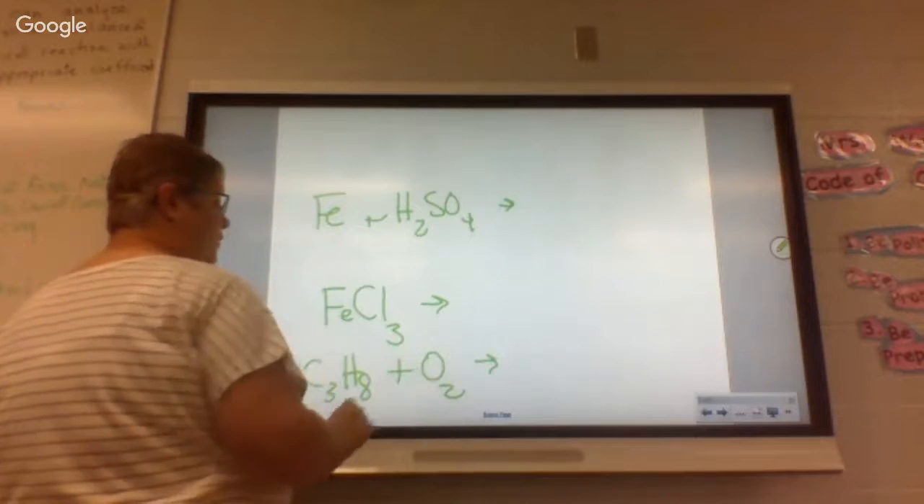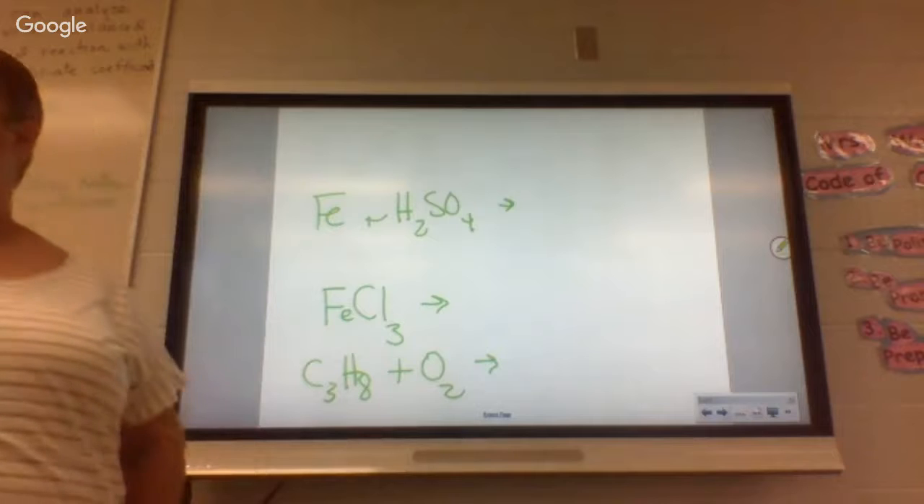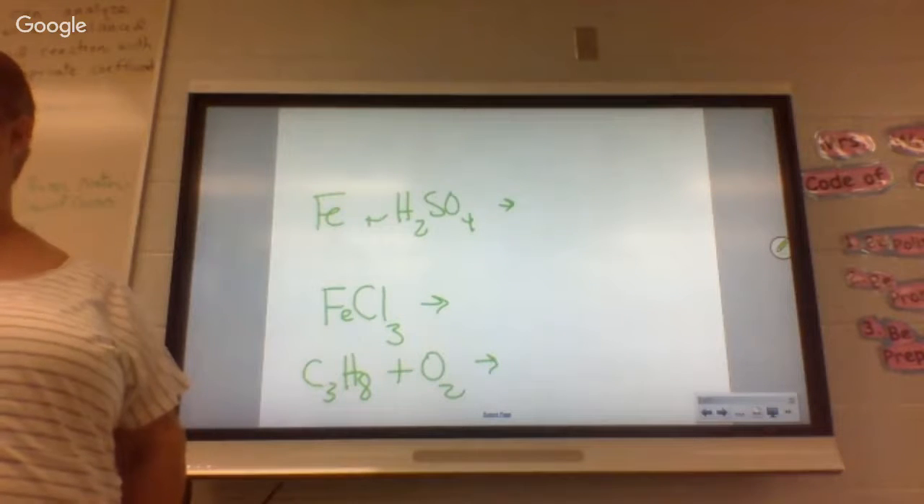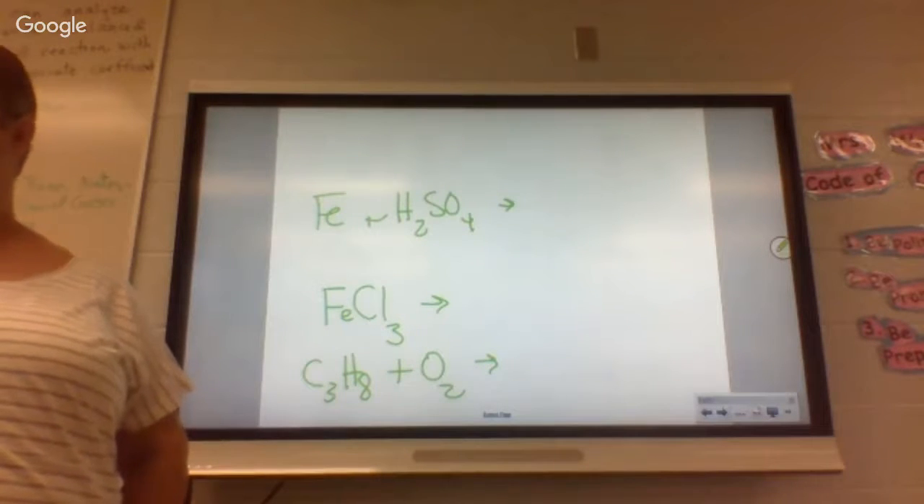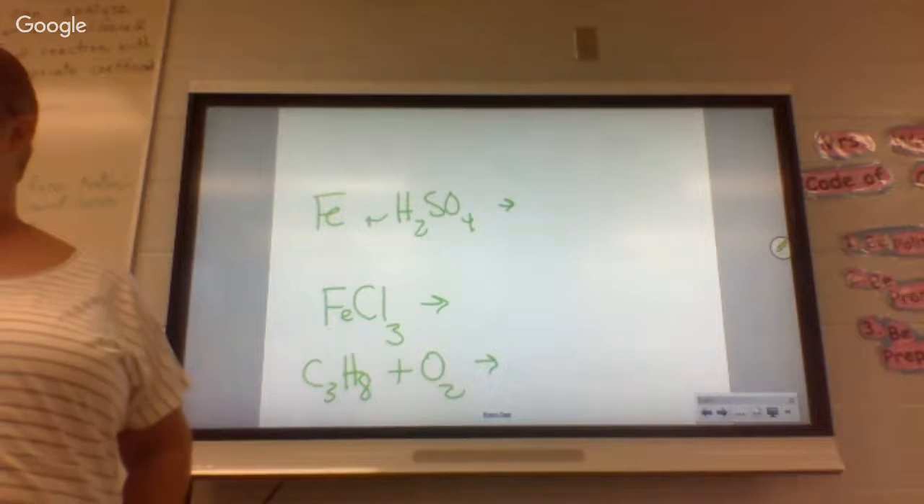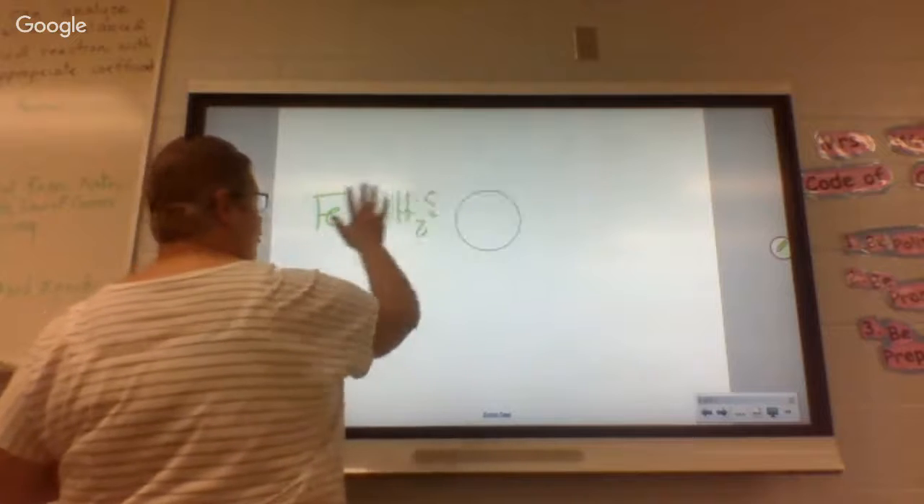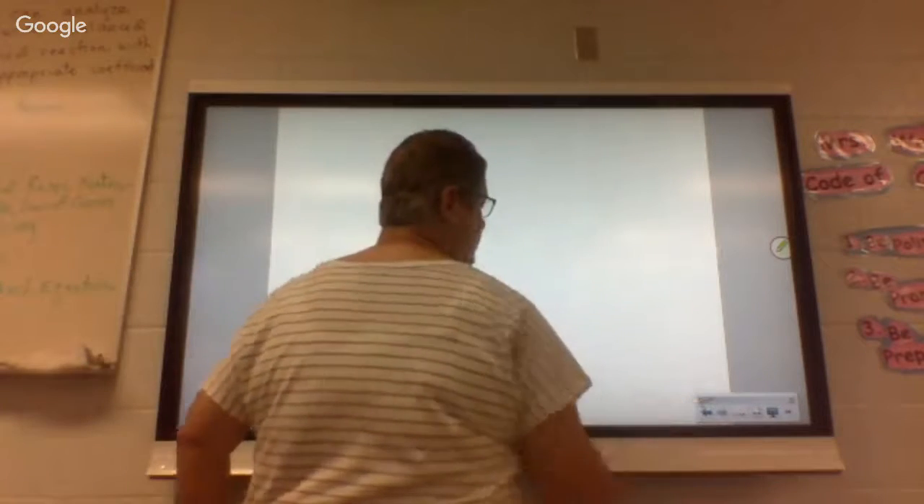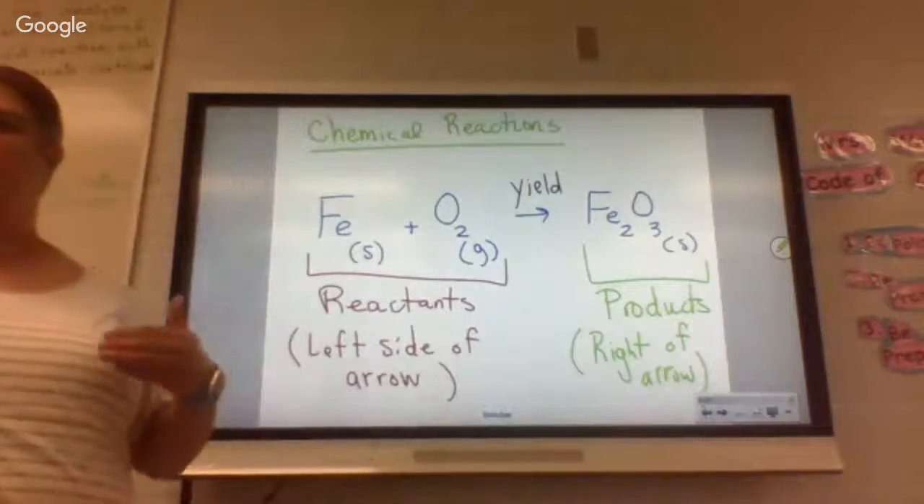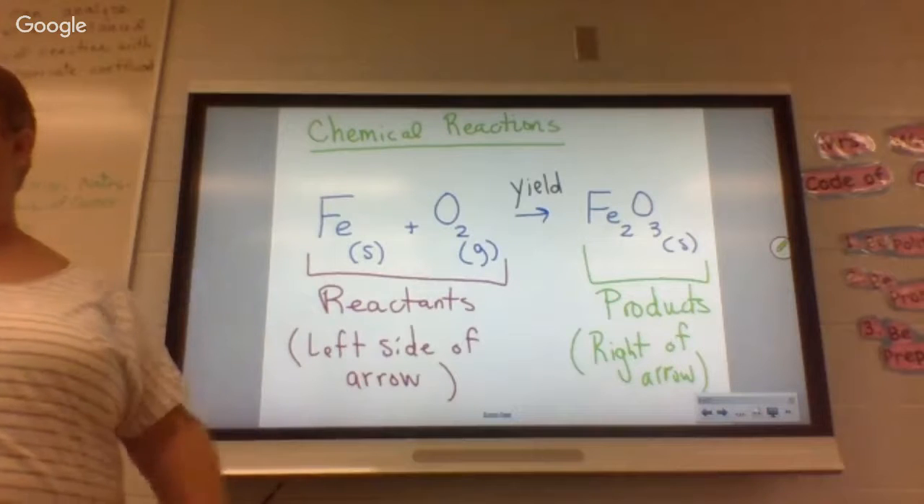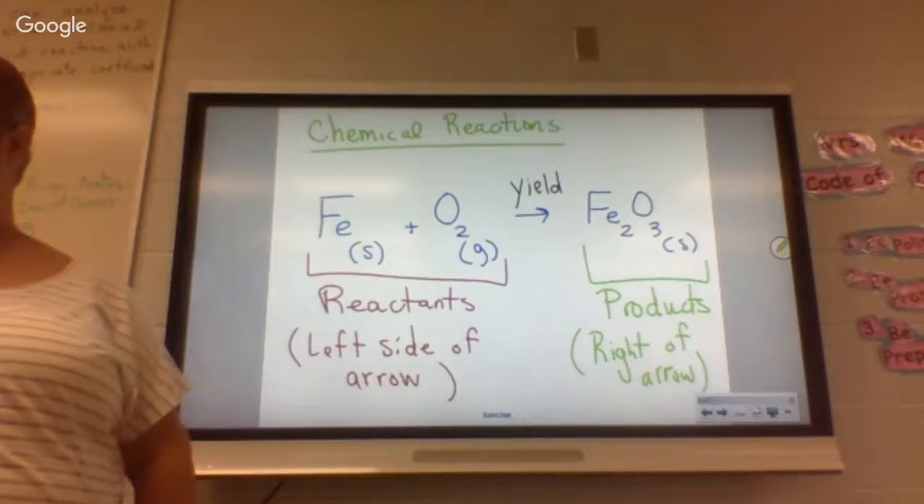Those are three different types of reactions. You're going to have to figure out what type of reaction it is, then predict the products, and then balance. So we're going to move toward more complex as we go through this unit. When I refer to the reactants or the products, you need to know what I'm talking about. Everybody good with that?